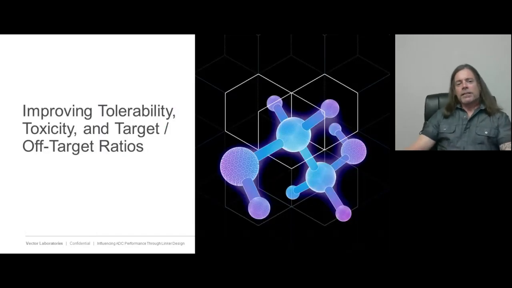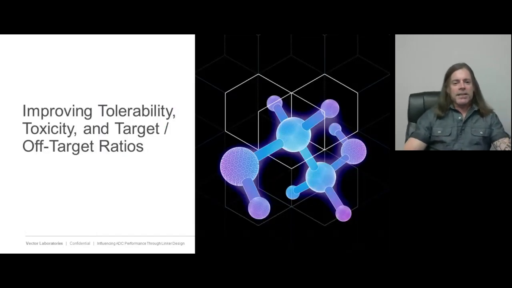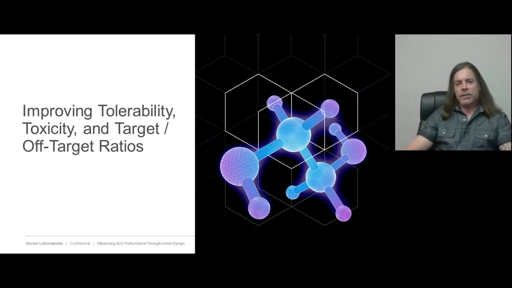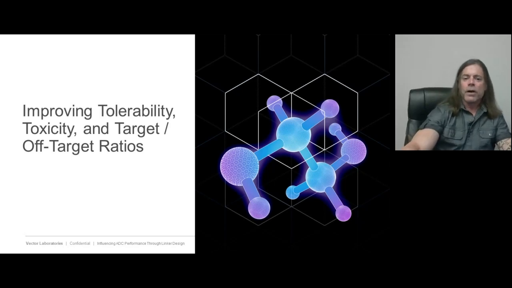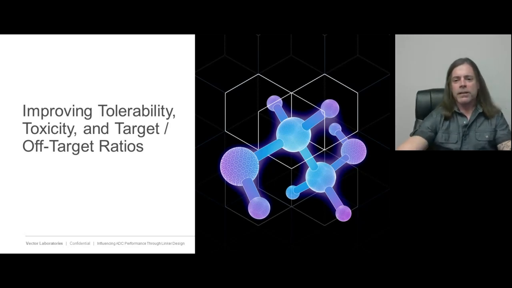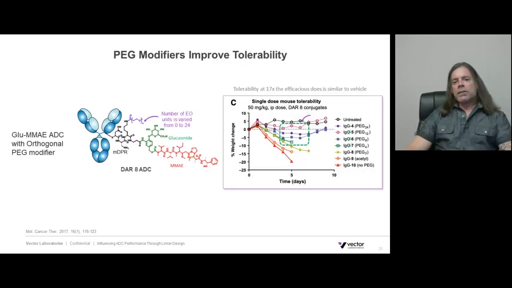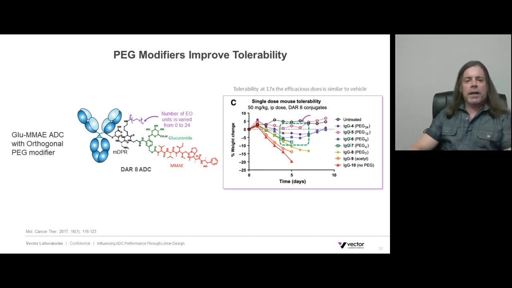So finally, I'd like to get to the great slayer of ADCs in the clinic, tox. This is by far the number one reason that most ADCs fail in the clinic, as off-target tox or failure to show efficacy at the maximum tolerated dose. And I'd just like to show some examples of how this can be reduced with PEGs in the linker payload design. So again, this is another example by the mighty Seagen.